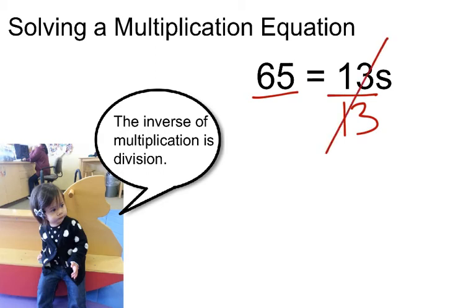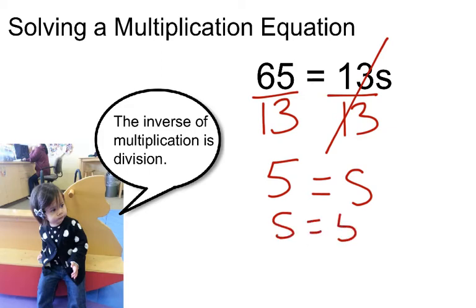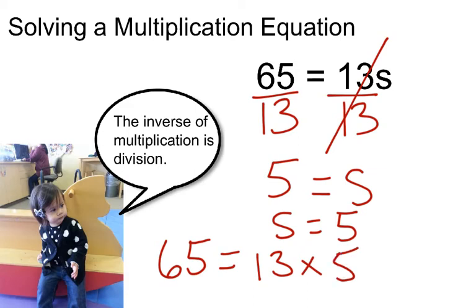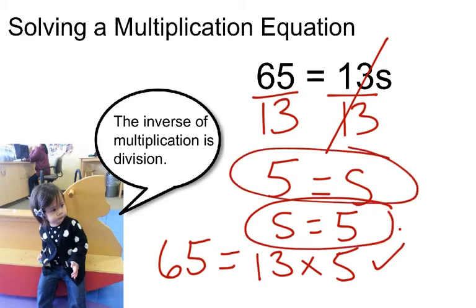In order to do that, I need to cancel out the 13. Well, whatever I do to one side, I have to do to the other. 13 divided by 13 is 1, so I'm just left with 1s equals 65 divided by 13, which gives me 5. It's okay if you say 5 equals s. You can also say s equals 5. Both are correct. But what we want to check is, is 65 equal to 13 times 5? And yes, it is. 13 times 5 is 65, so s equals 5, or 5 equals s.